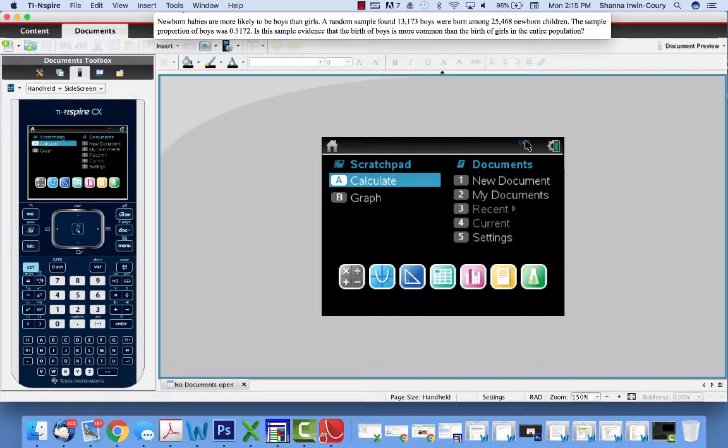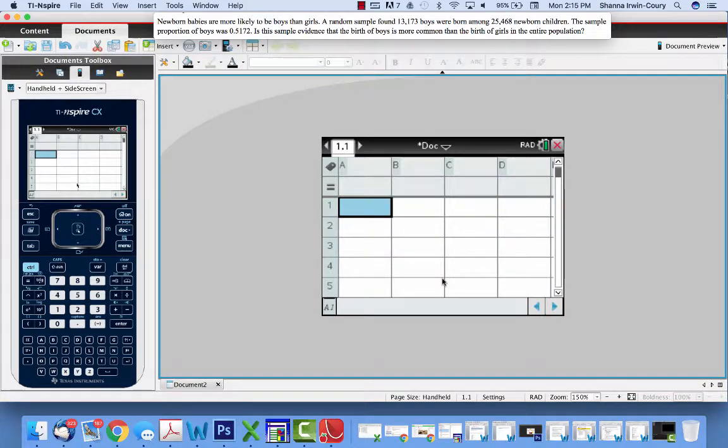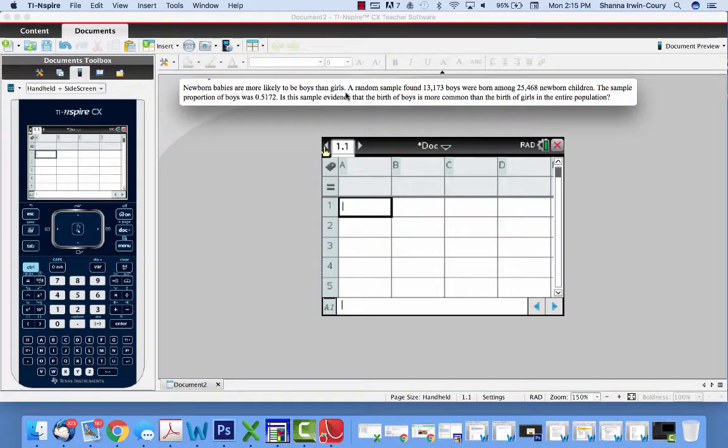Okay, so I'm going to show you how to do a one sample population proportion hypothesis test on the Inspire. First, we need a list and spreadsheet. We pretty much always need list and spreadsheet. I've pulled this example off of the internet.